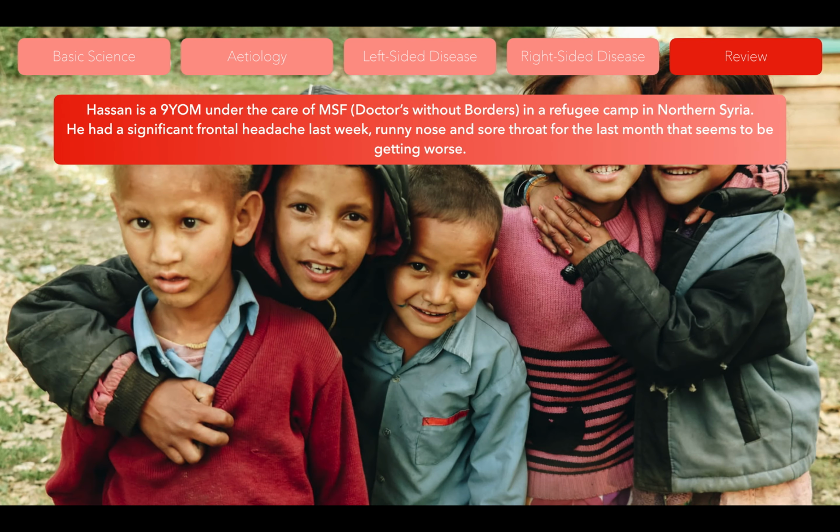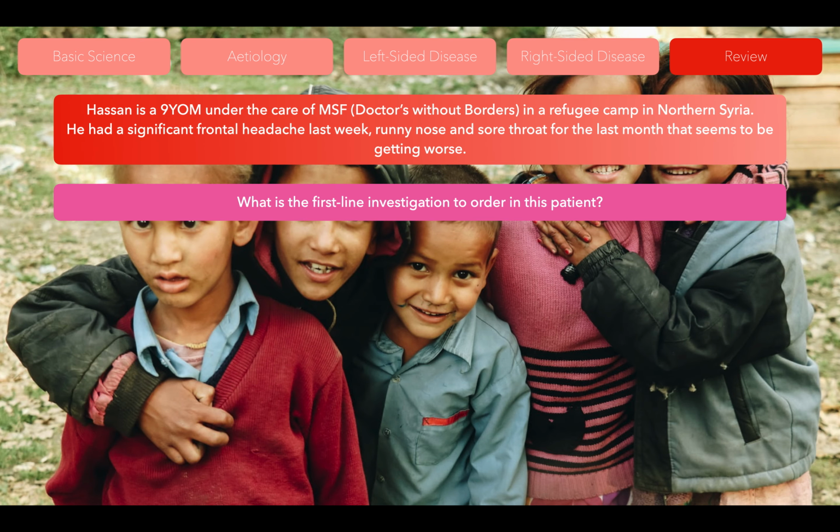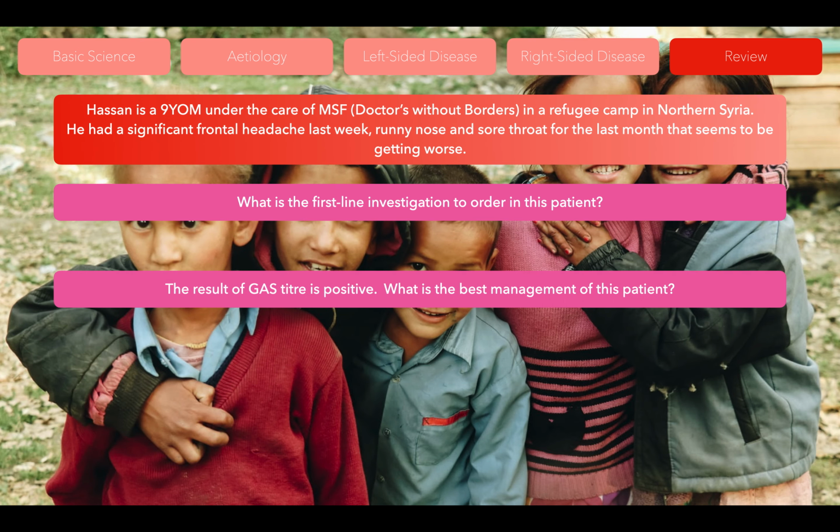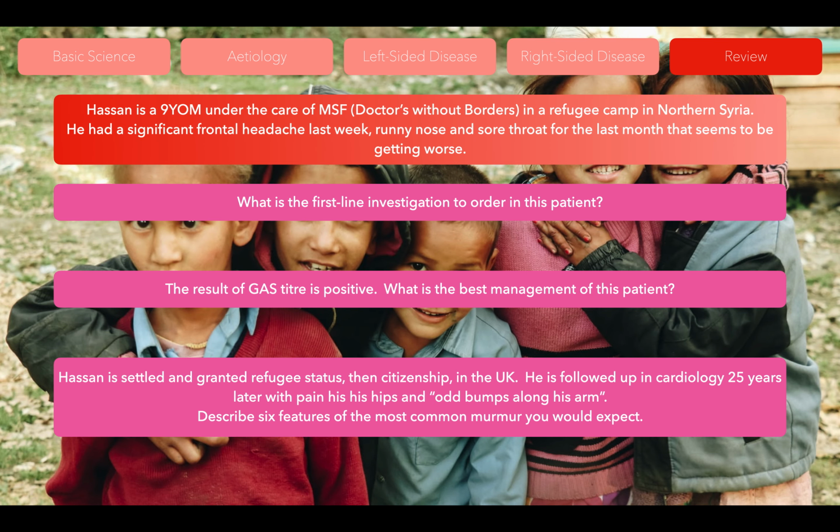The third case is Hassan, a 9-year-old male under the care of MSF in a refugee camp in northern Syria, with significant frontal headache last week, a runny nose, sore throat for the last month that seems to be getting worse. What's the first line investigation you order in this patient? And then the result of the GAS titer is positive. What is the best management of this patient?